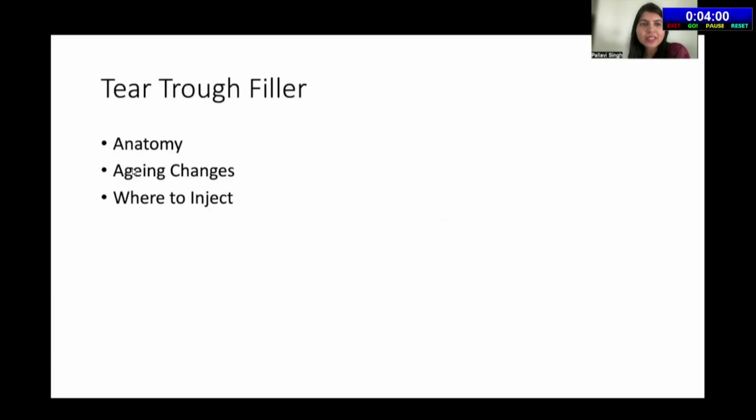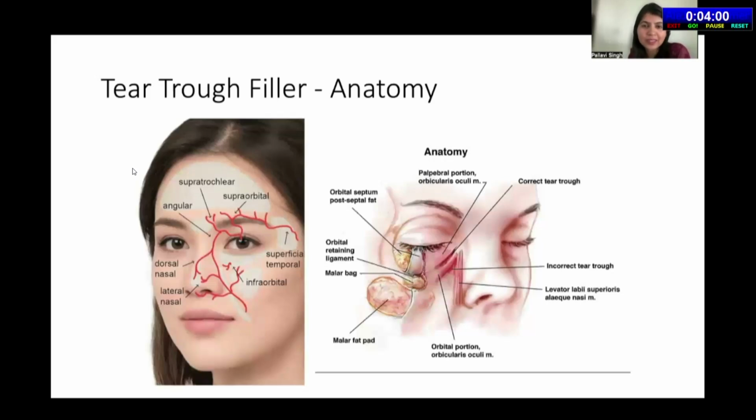The second area that I'm going to talk about is very common; most ophthalmologists want to do the tear trough filler. So let's talk about the anatomy. What are the changes that we see in this area? When you look at the tear trough anatomy, there are a couple of structures that are important. You need to look at the orbital retaining ligament, which I would say is the most important, and which forms the barrier between the orbital fat prolapse, which is superior to it, and the malar fat pad, which is below it.